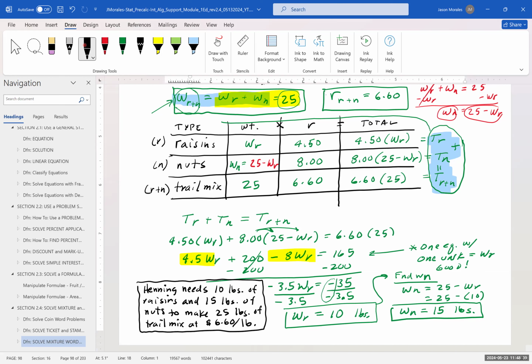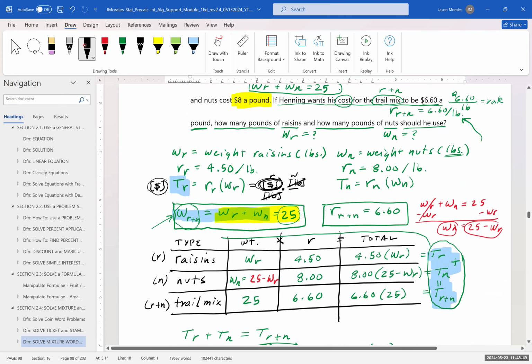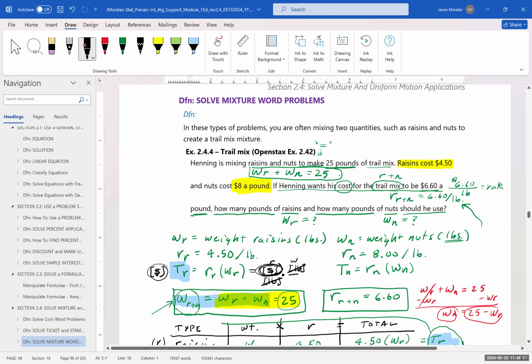Apologize for the squeezed in nature of that final solution there, but that's what we've got. So let me know if you have any questions.